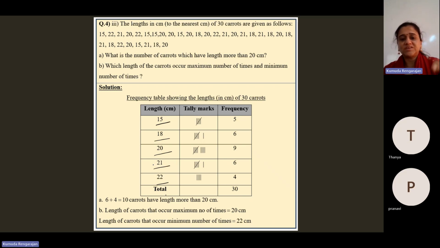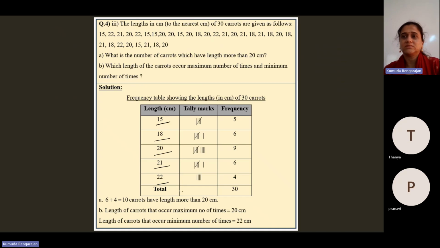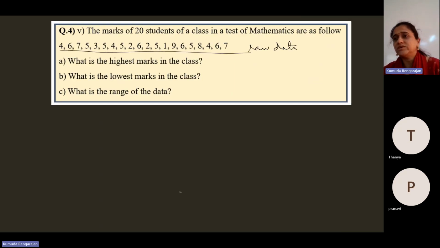So in this case, the first column heading is length of the carrots in centimeters. In this case, it will be marks. The first column heading will be marks. The second column heading will be tally marks. And the third column heading frequency. Here, length, tally marks, frequency, because the data is about the lengths of 30 carrots. Here, the first column heading will be marks, then tally marks and frequency.